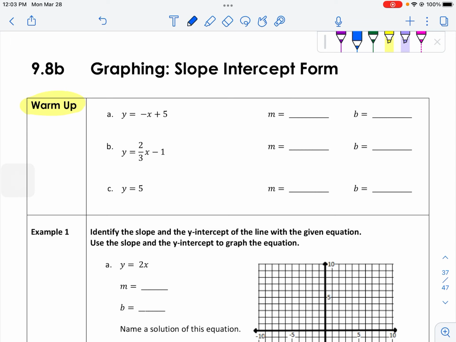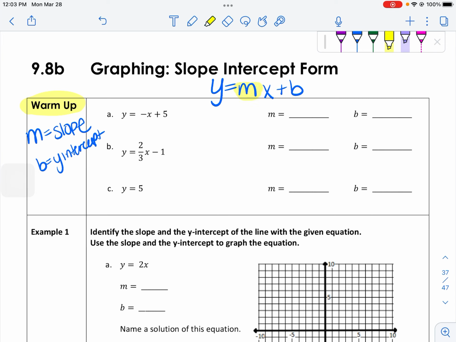Slope-intercept form is an equation of a line in the form of y equals mx plus b, where m represents the slope of the line or the rate of change, and b represents the y-intercept. And we can identify the slope and the y-intercept by looking at the equation.